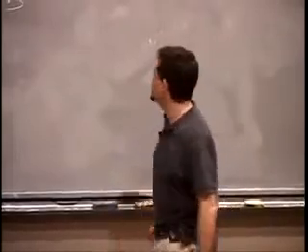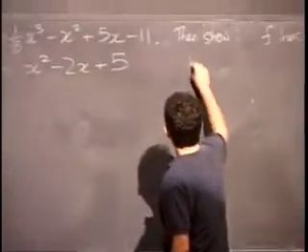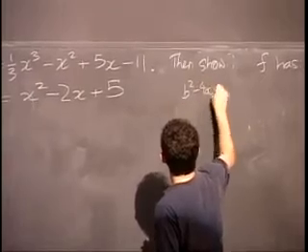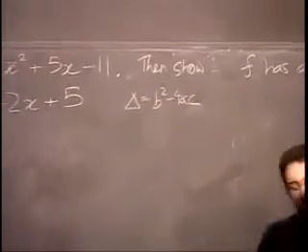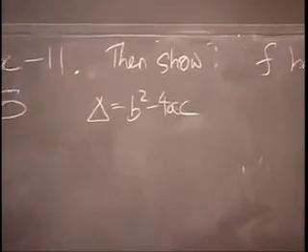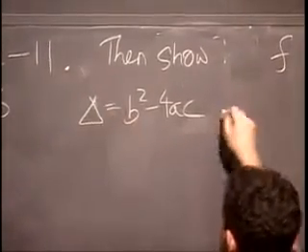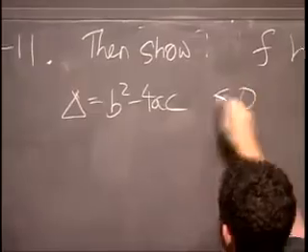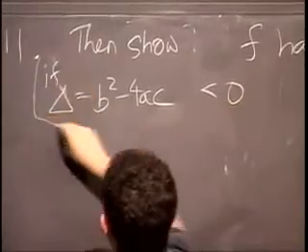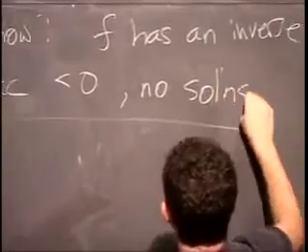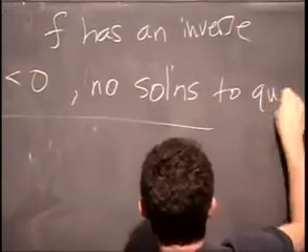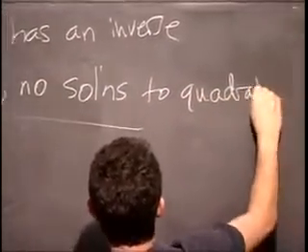Discriminant. Okay. B squared minus 4ac, which people often write as delta. That's not the same as delta x. It's not changing. It's just the Greek letter delta for discriminant. Remember, if this is negative, no solutions to the quadratic, as in the quadratic has no solutions.